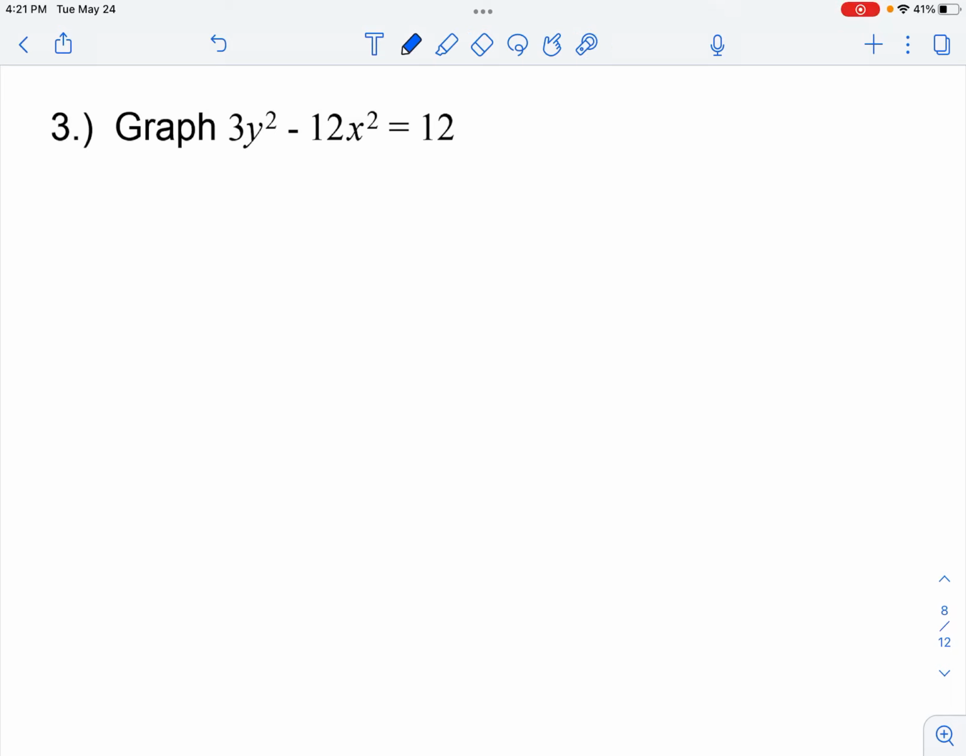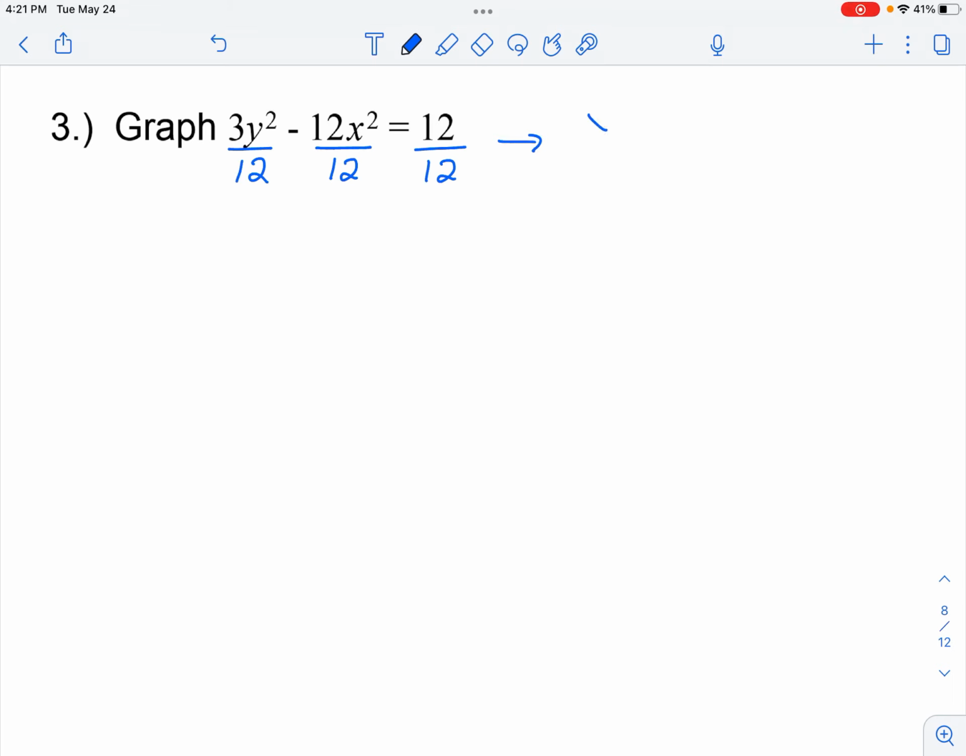Problem number 3 is asking us to graph 3y squared minus 12x squared equals 12. Now I'm going to guess that it's a hyperbola, one because of the lesson, and two I see subtraction involved with two squared terms. But it doesn't say equals 1. So the first thing we're going to do is divide out this 12 to get it into that standard form that we're used to seeing.